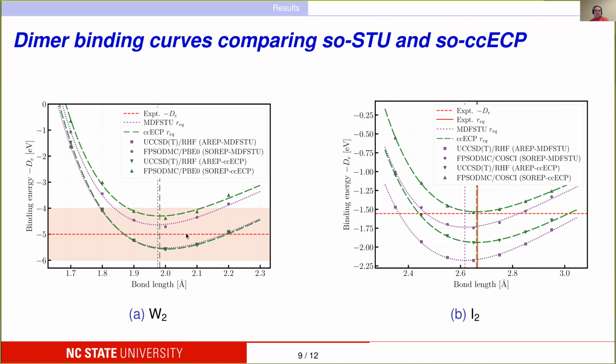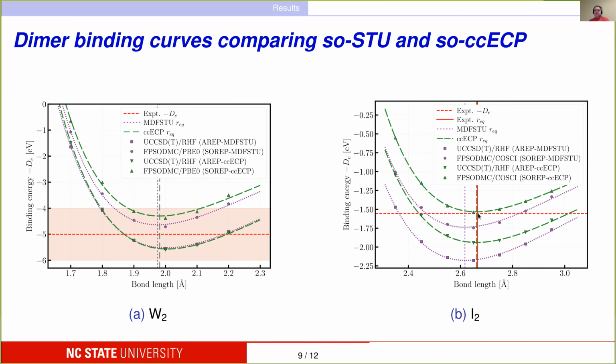Tungsten's kind of a unique case in that the experimental data is rather poor. This red shaded region is the error bar on the experimental number that we actually were able to find for the binding energy. There was no prediction from experiment as to what the equilibrium bond length should be. So the fact that the two ECPs agree actually provides a decent prediction as to what it should be if experiment were to be conducted to find the equilibrium bond length in the future.